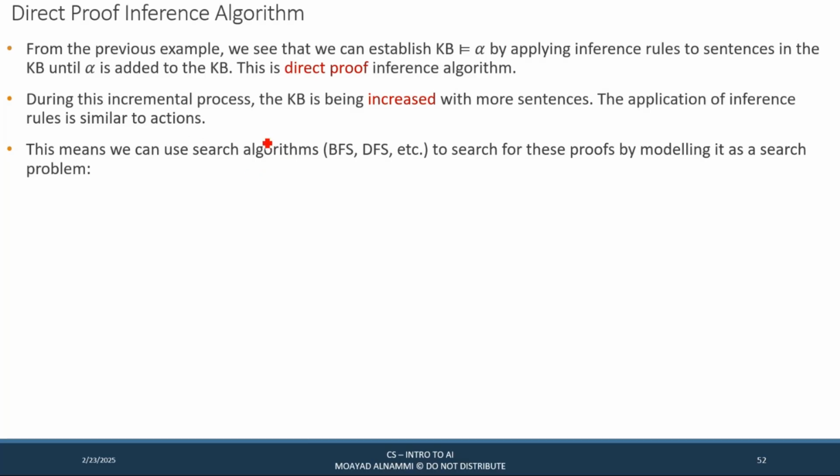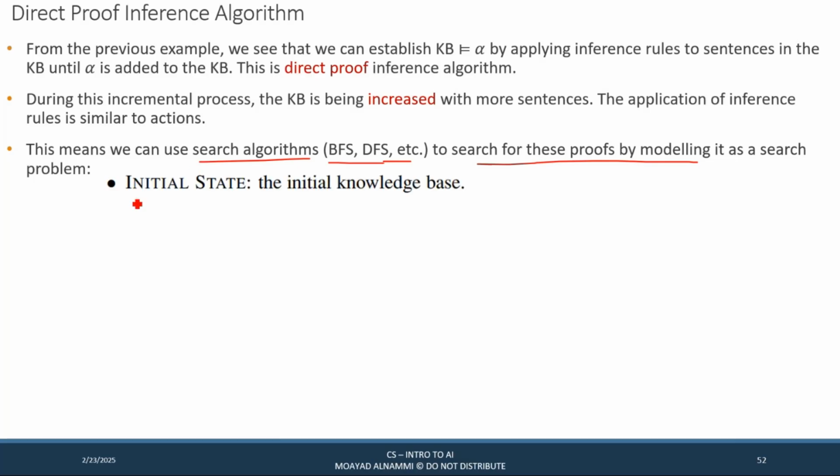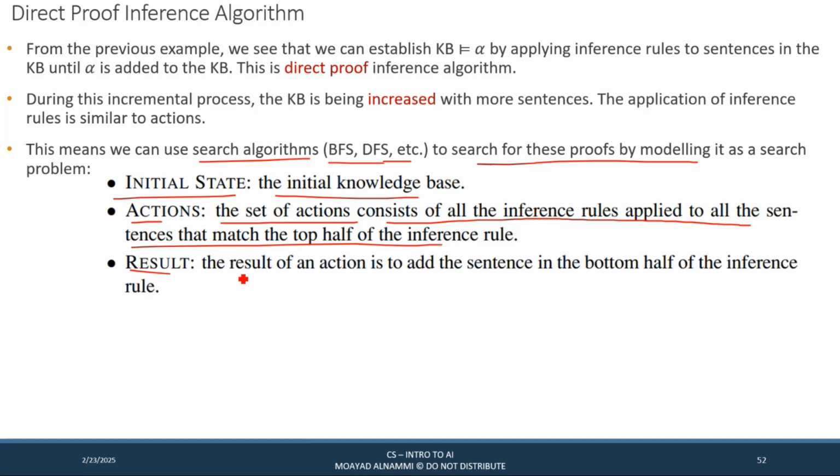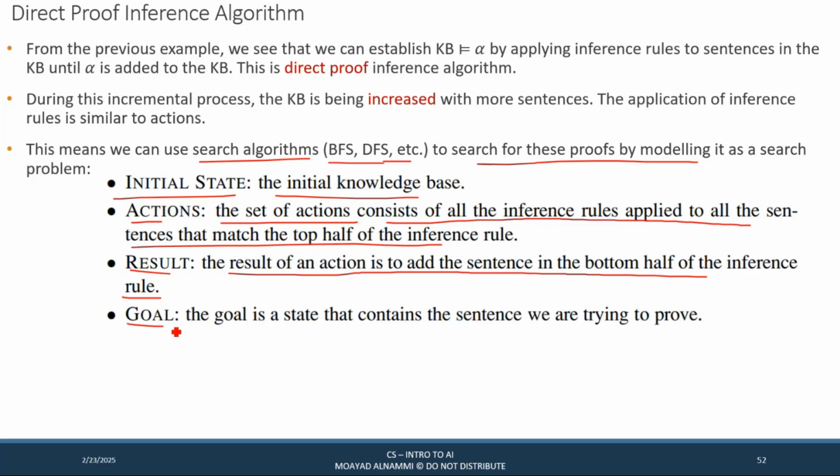So we can implement this as a search algorithm, BFS, DFS, to search these proofs by modeling it as a search problem. The initial state is the initial knowledge base. The actions consist of all inference rules applied to all sentences that match the top half of the inference rule. The result of an action is to add the sentence in the bottom half of the inference rule to your knowledge base. The goal is a state that contains the sentence we are trying to prove, right?